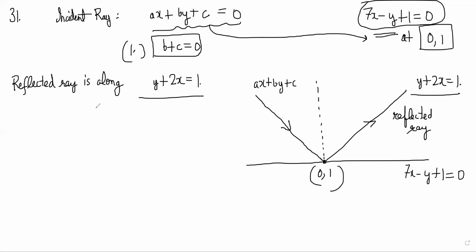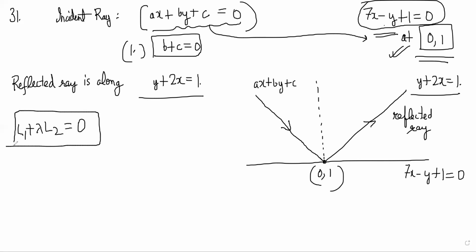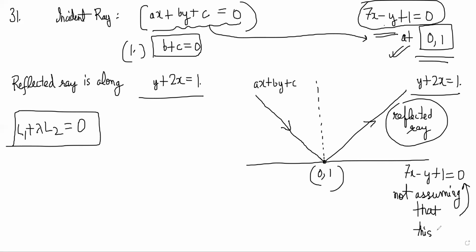Okay, you could say that this and this are two lines that intersect at this point, right? So the family of lines passing through this point would be L1 plus lambda L2 equals 0, right? And one of these family of lines should be the reflected ray, right? Here we are not assuming that this is the mirror line, which was not given really, right? You understand?